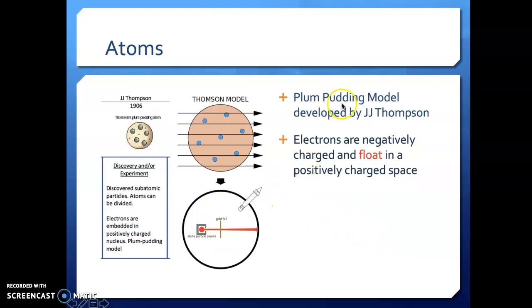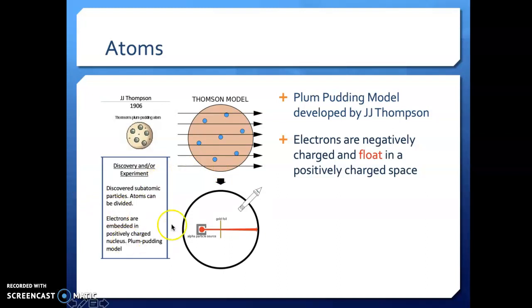So the plum pudding model was the next development, and this was by J.J. Thomson. And he said that in our atom, we actually have these negatively charged electrons that are floating around in this positively charged, like goo kind of thing. And the reason why is because it was plum pudding.